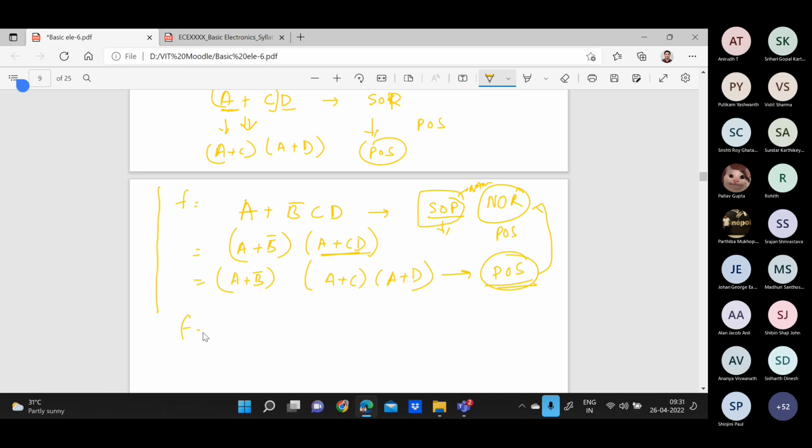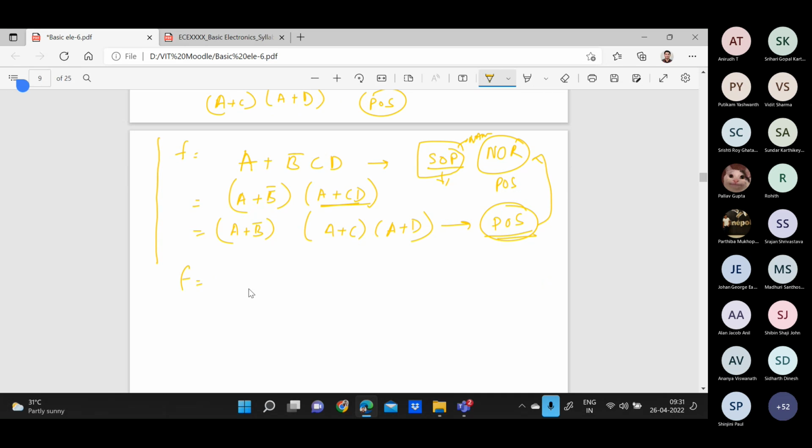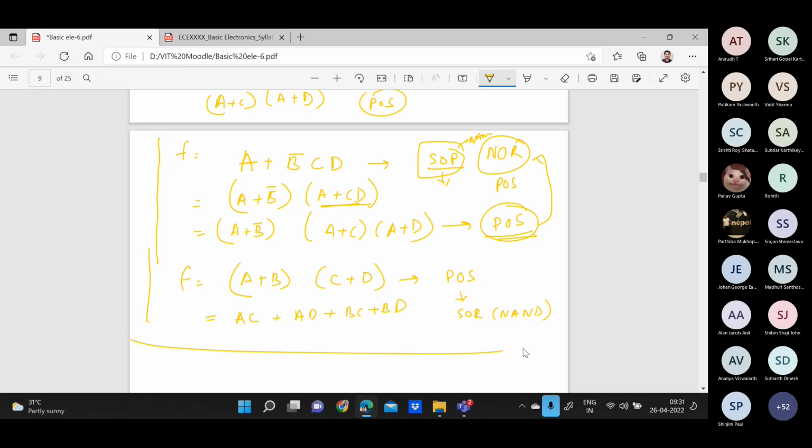For example, any function is there, like you have A plus B and you have C plus D. This is in the POS form, product of sums, and you need to convert it into SOP for NAND gate representation. You just open it. It will give AC plus AD plus BC plus BD. Okay, so it's up to you which type of implementation we actually require.